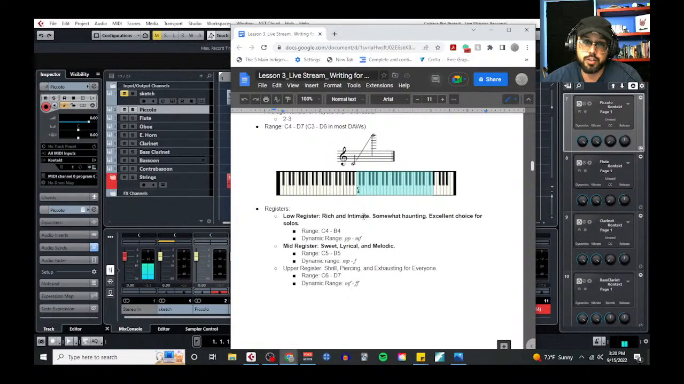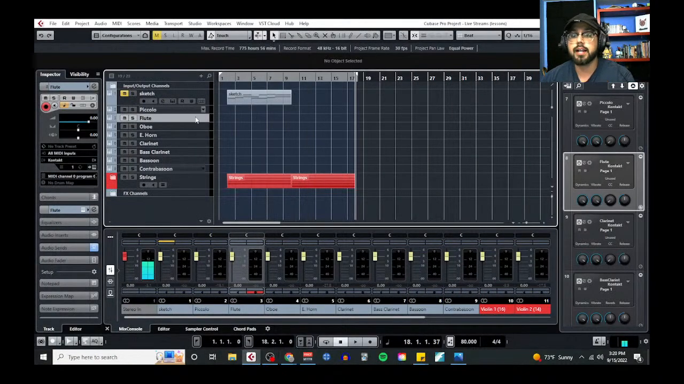So it also gets split into 3 registers. Unlike the piccolo, the lowest register of the flute is totally in-game. All right, you can totally use the lowest register of the flute. In fact, it is a very common preferred register for the instrument because it has a very sweet, lyrical sound.